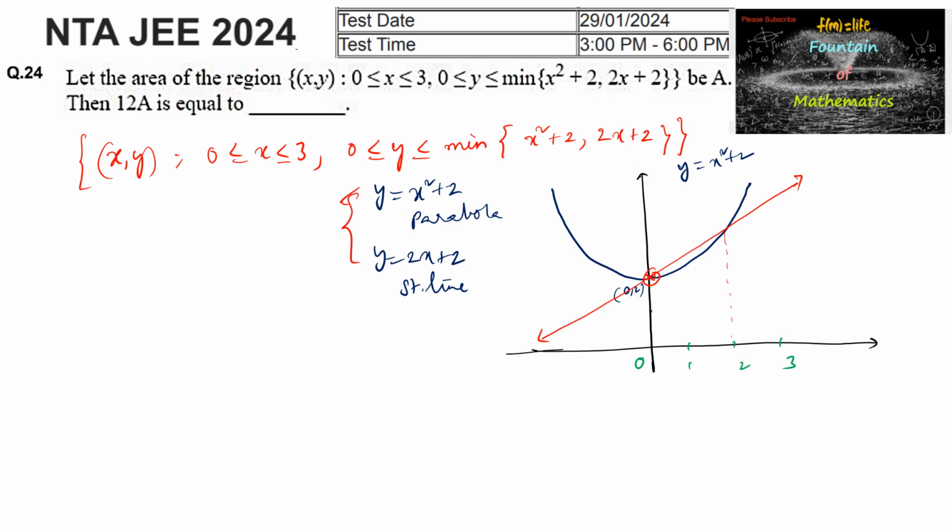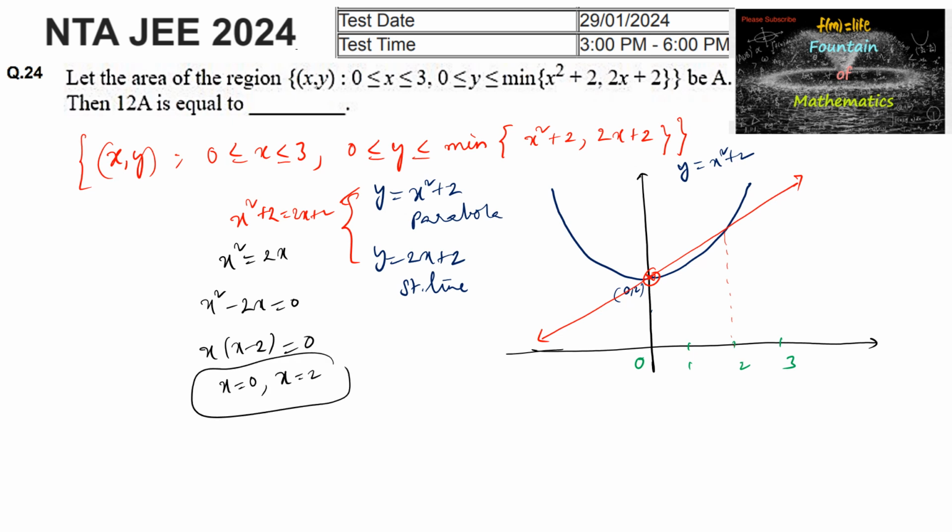Or we can find it by solving these two: x squared plus 2 is equal to 2x plus 2. So we can write x squared is equal to 2x, or x squared minus 2x is equal to 0, or x times (x minus 2) is equal to 0, and x is equal to 0 and x is equal to 2. These two will be intersecting. So when x is equal to 0, you're getting the point (0, 2), and when x is equal to 2, you're getting (2, 6).